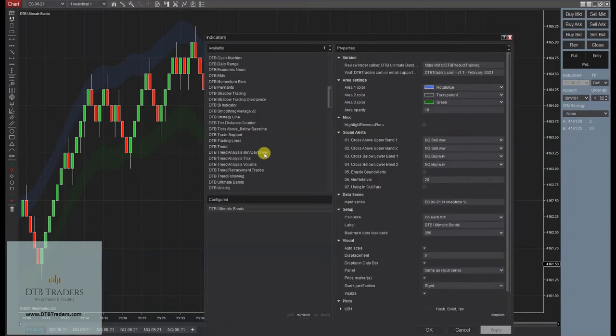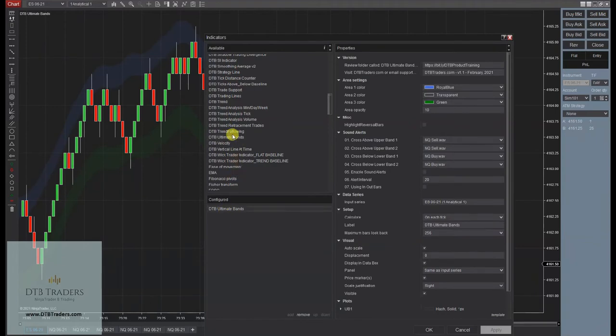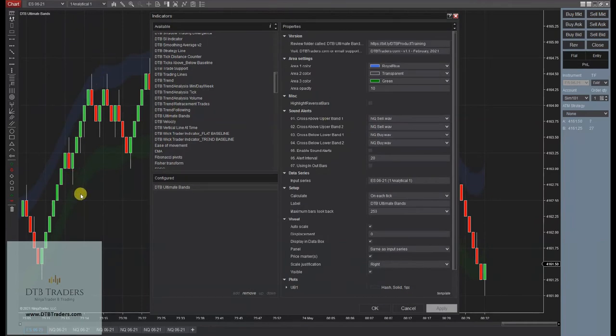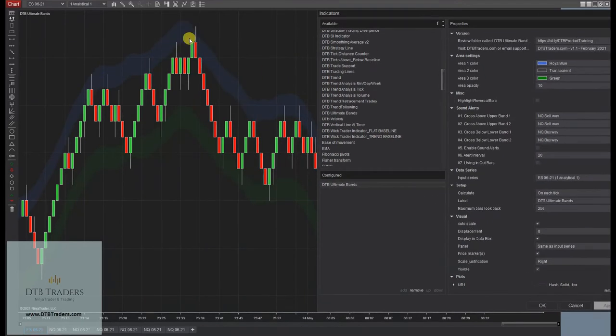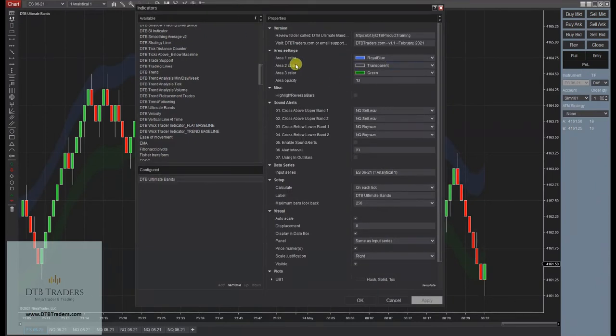Okay, so the following indicator that we're going to cover is the Ultimate Bands indicator. We're coming near the end of the list of the indicators. The Ultimate Bands indicator is going to provide a band. It's going to basically draw bands around the price, and it's going to help highlight highs and lows of price movement. So we've got a few different options.